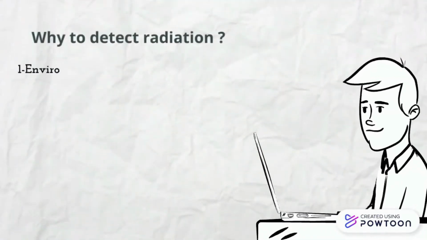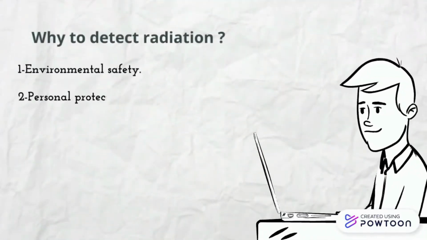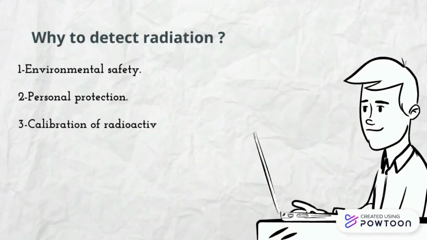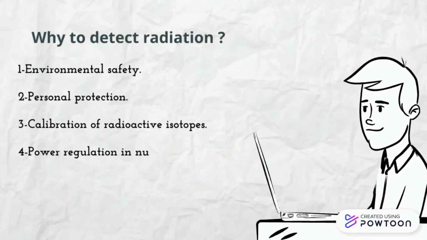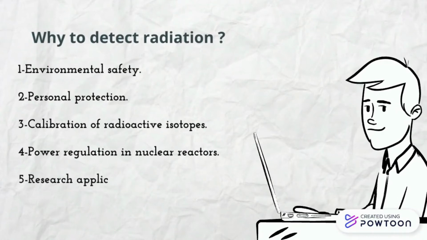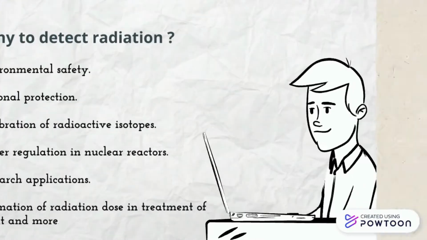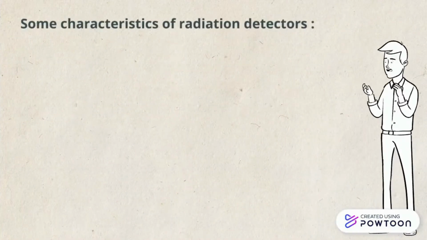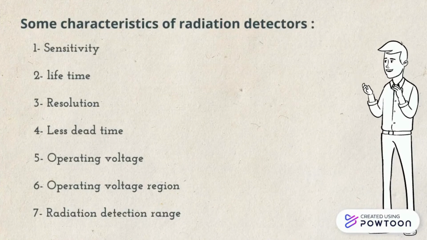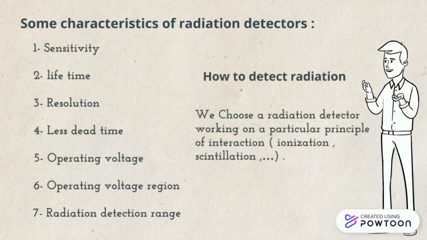Why detect radiation? For environmental safety, personal protection, calibration of radioactive isotopes, power regulation in nuclear reactors, research applications, and estimation of radiation. Some characteristics of radiation detectors: sensitivity, lifetime, resolution, less dead time, and operating voltage regarding the radiation detection range. How to detect radiation? We choose a radiation detector working on a particular principle of interaction, ionization.